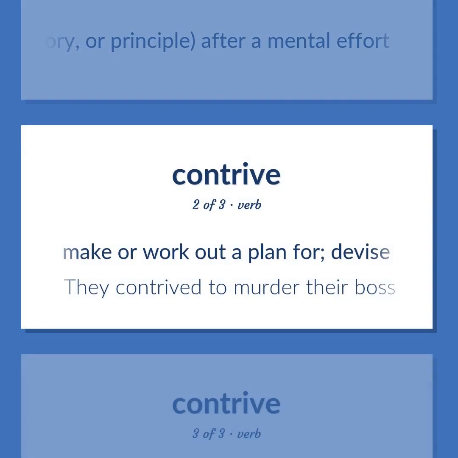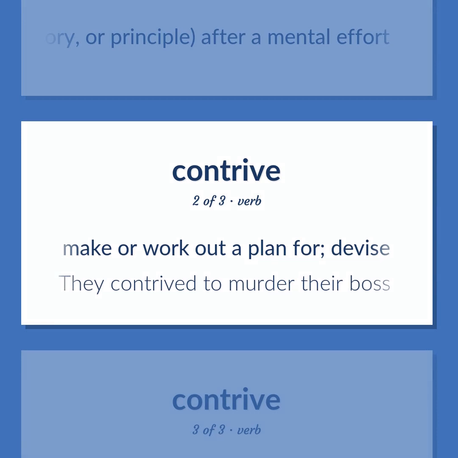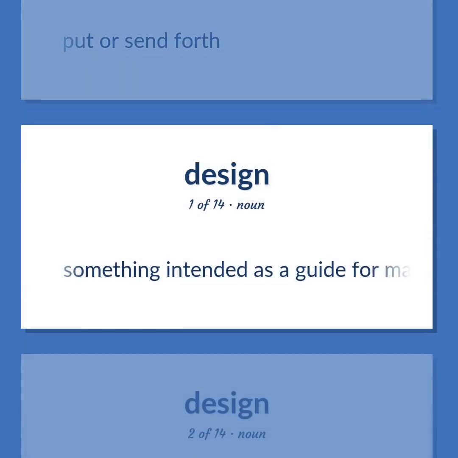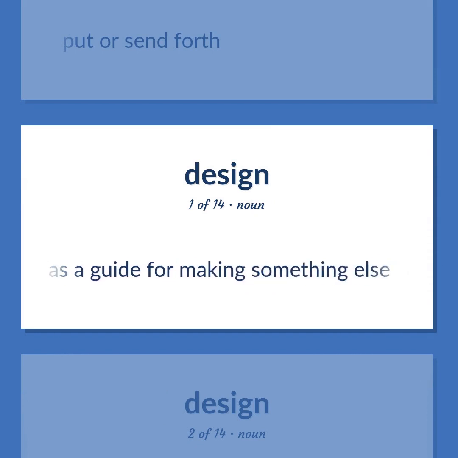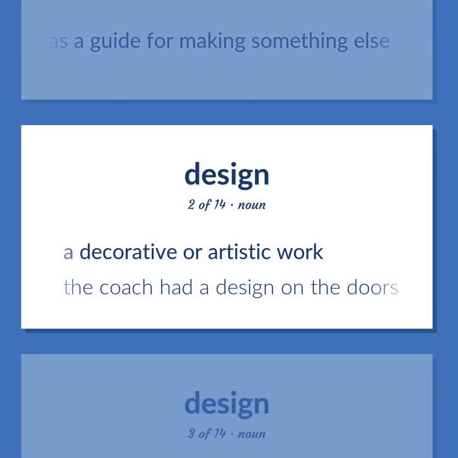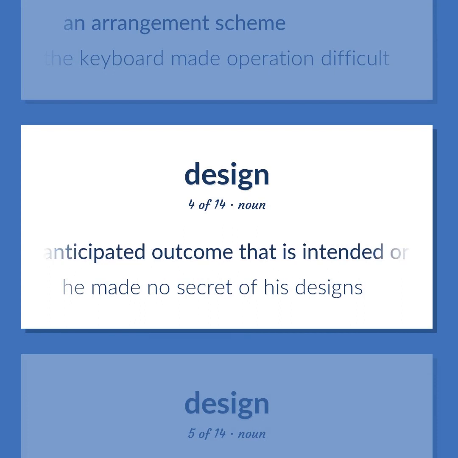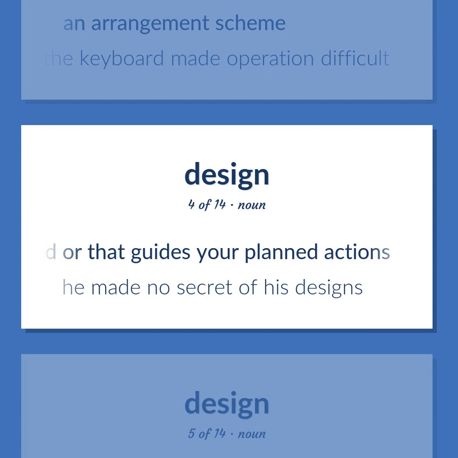Make or work out a plan for, devise. They contrived to murder their boss. Put or send forth. Something intended as a guide for making something else. A decorative or artistic work. The coach had a design on the doors. An arrangement scheme. The awkward design of the keyboard made operation difficult. An anticipated outcome that is intended or that guides your planned actions. He made no secret of his designs.